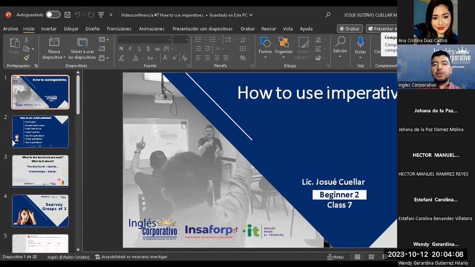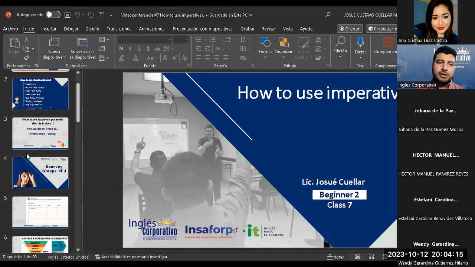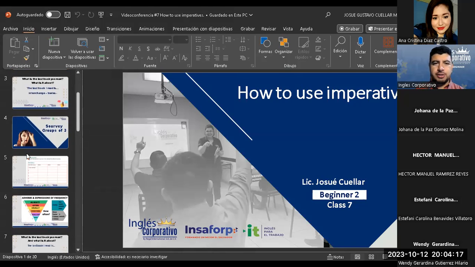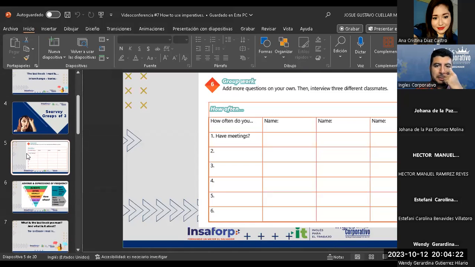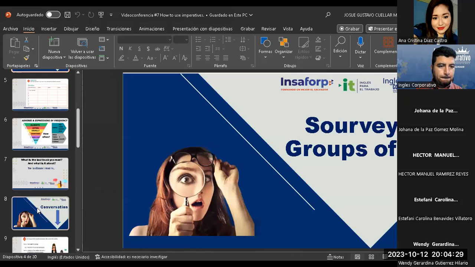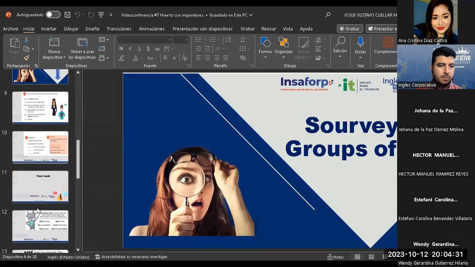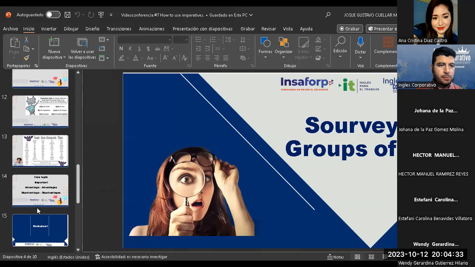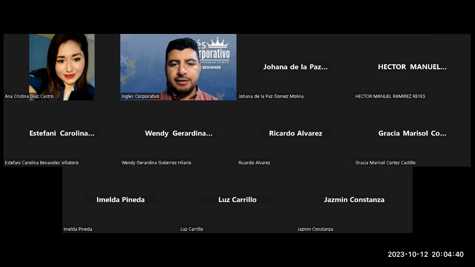Okay, so the topic is how to use imperatives. Well, imperatives are words related to actions. Words related to actions, I mean, for example, when we want to say, let me check. I'm going to show you the list of verbs. Le voy a mostrar la lista de verbos that we have been studying.